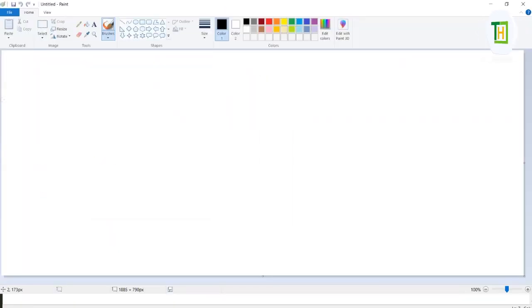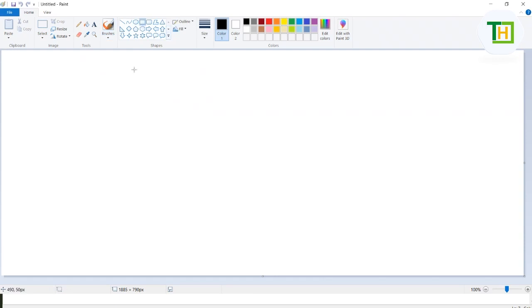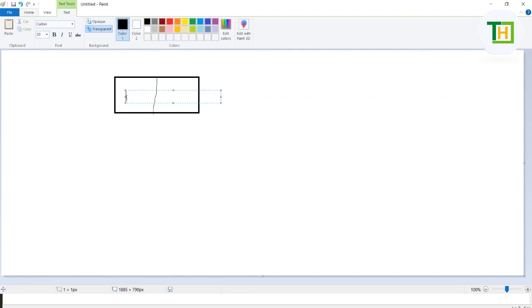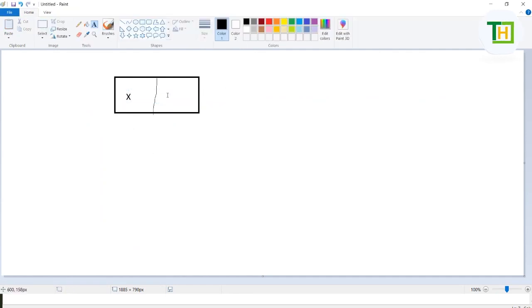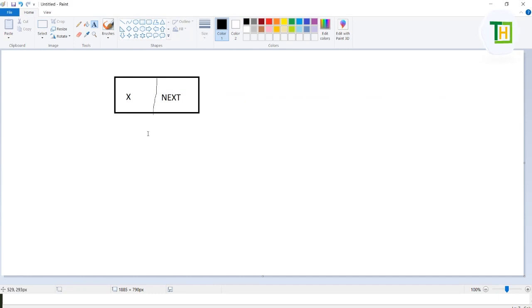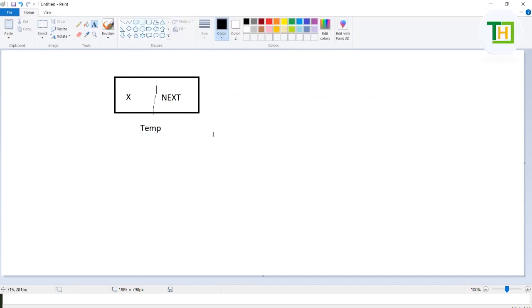First of all, the structure is going to be like this. temp.x and temp.next. There are two parts here. That means a node consists of two parts, one is x and one is next. This is going to be x, and this is going to be next. There are two values here. This is going to be temp now. The node is going to be temp now.